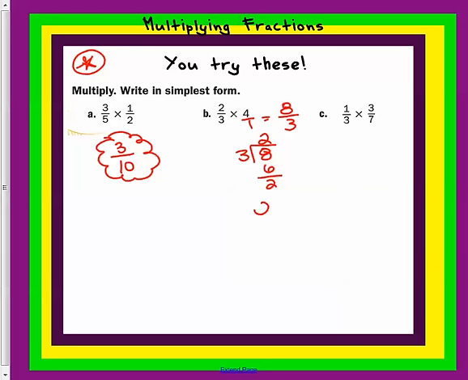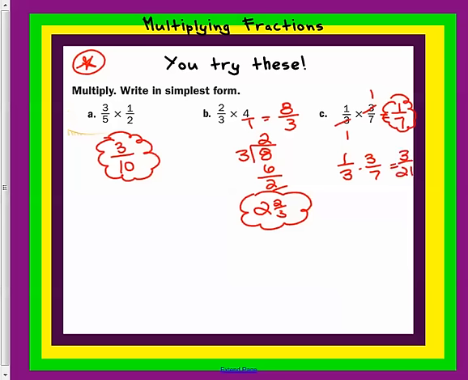So 2 and 2/3. Okay, the next one, nothing can simplify here, nothing can simplify here. The 1 and the 7, no, but the 3's simplify. So I'm left with 1 on top, and 1 times 7 is 7, so 1/7. If you didn't do it like that and you multiplied straight across, then you would get 3/21, and you would have to still simplify.